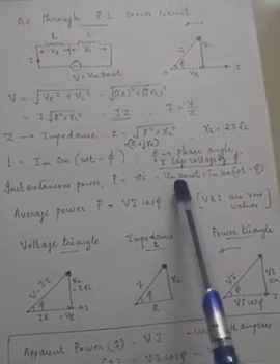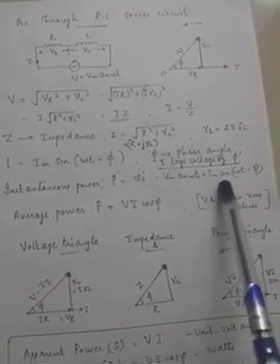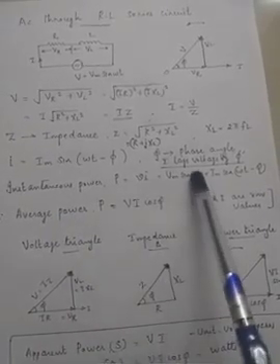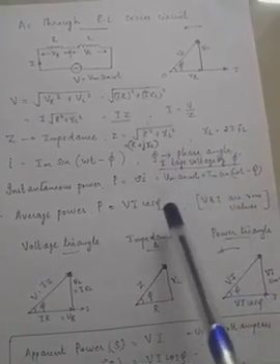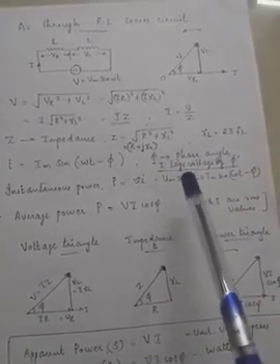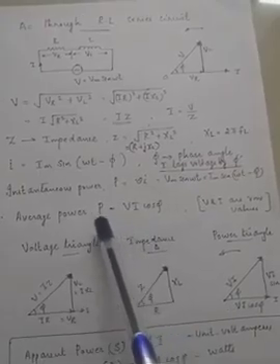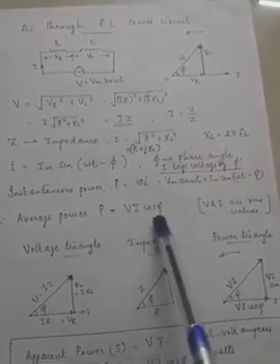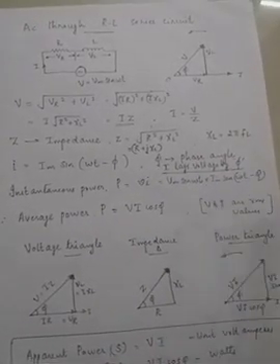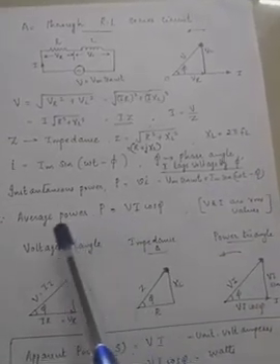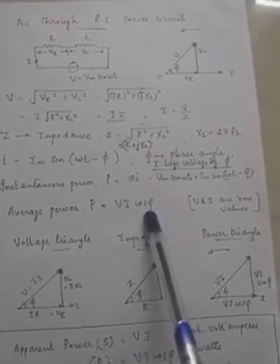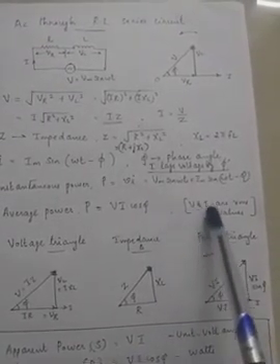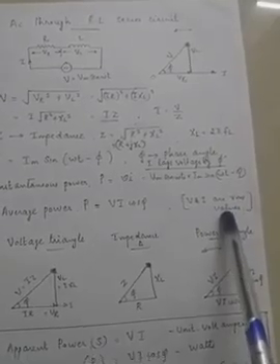Now to find the instantaneous value of power, we know it is V into I. So you can substitute the values: Vm sin omega t into Im sin(omega t minus phi). For getting the average power, integrate this expression with respect to omega t over a period of 0 to 2 pi. You get the expression for average power as VI cos phi, since the cos omega t sin omega t term will be equal to 0. This is a very important expression. Both V and I are RMS values.